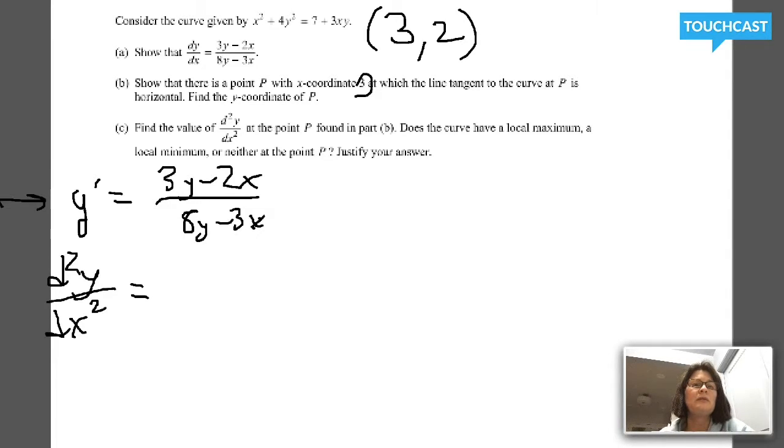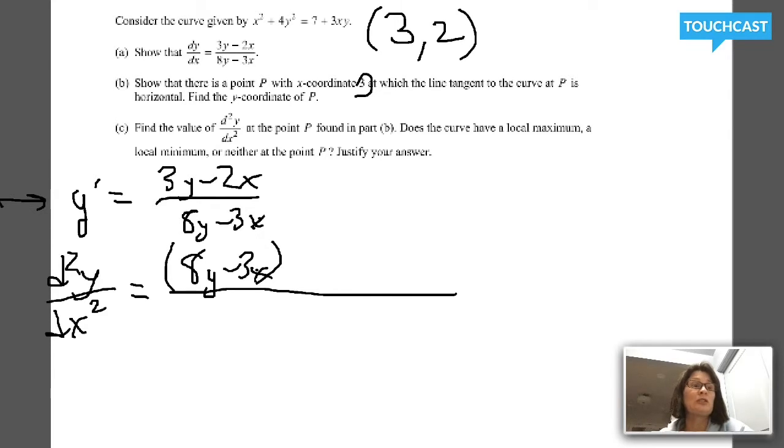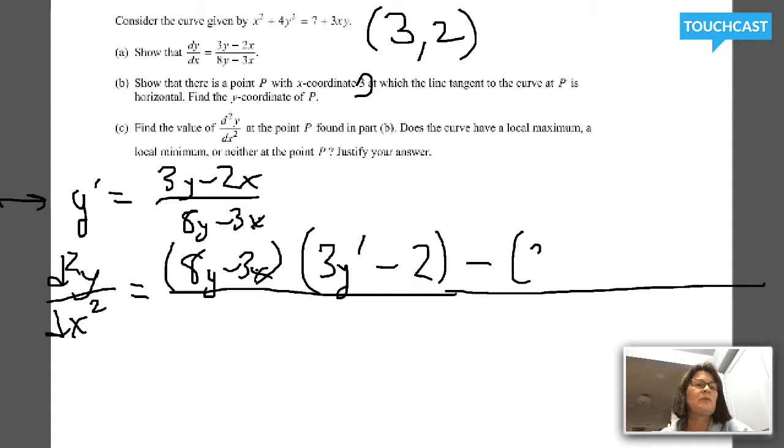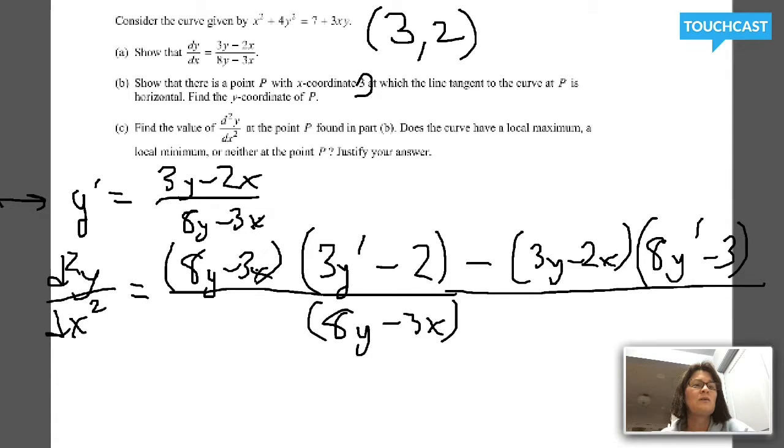Okay, so now it's time to take the derivative. I'm going to use the quotient rule. The derivative of this giant fraction is 8y minus 3x, that's low, times d high. D high is 3y prime minus 2, minus 3y minus 2x times the derivative of the denominator, which is 8y prime minus 3, all over 8y minus 3x squared. So that's low d high minus high d low all over low squared.